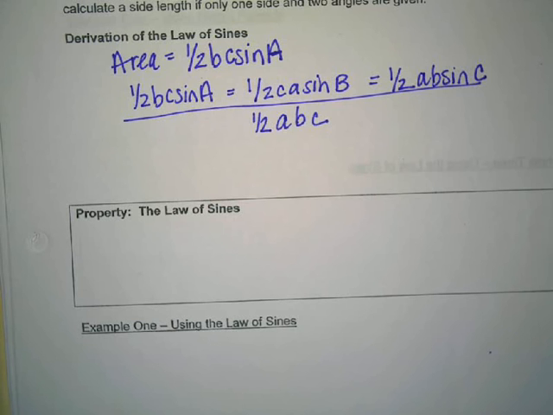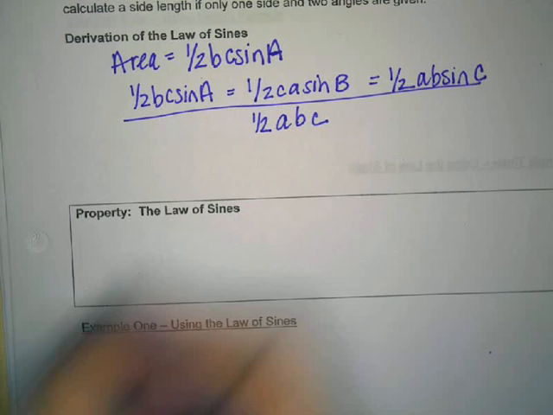Sine A over a was our first fraction, right? Sine B over b was our second fraction. And then sine C over c. But you can't put A there, because it's sine A over a. It has to be the sine of angle A.